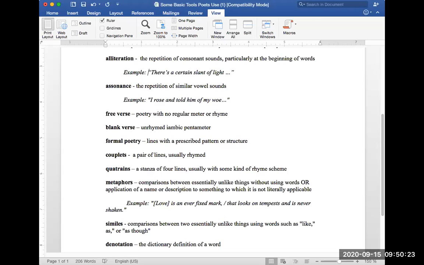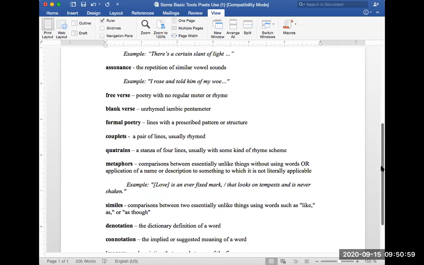Couplets are 2 lines, often at the end of a poem, usually that rhyme. Quatrains are stanzas of 4 lines, usually with some kind of rhyme scheme. So My Papa's Waltz is a great example of a poem made up of quatrains. Metaphors are comparisons where you say something is something else. Our love is a car running out of gas. That's a metaphor. Similes are comparisons using like or as. Our love is like a rose starting to bloom.